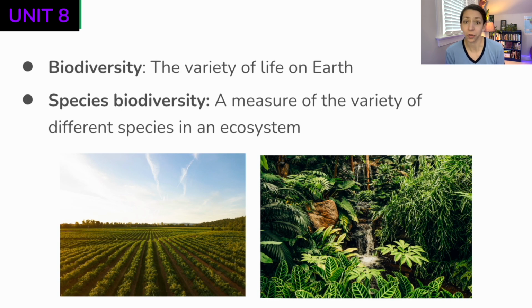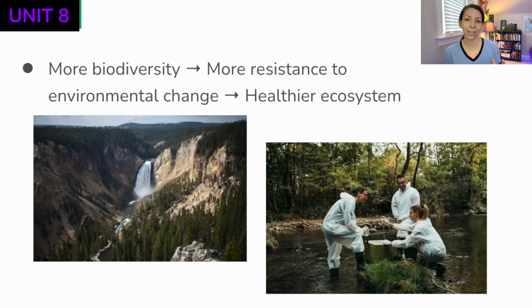So biodiversity in general is just the variety of life on Earth. There are countless species literally on planet Earth, and so many we have not discovered. But a lot of times when we talk about biodiversity, we're talking about species biodiversity, which is a measure of the variety of different species in an ecosystem. So an ecosystem with very few different species has low biodiversity, and an ecosystem with very many different species has high biodiversity. We can also talk about things like genetic biodiversity, which is the genetic differences among individuals within the same population. But for the purposes of this video, we're going to be mostly talking about species biodiversity when I say biodiversity.